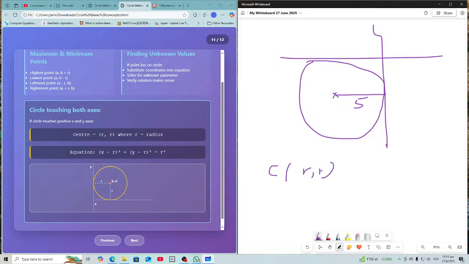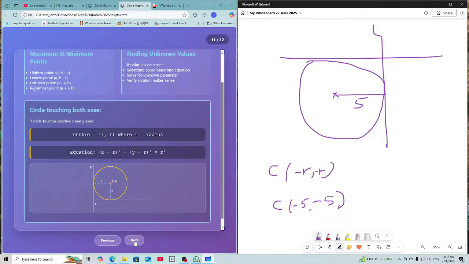Now we discuss, ask yourself who is actually negative over here. Both of them are negative, you notice. So it's going to be negative R, negative R. So for instance, the center will obviously be -5, -5. Okay, it must trigger in you. So for instance, they say that this circle touches both axes, radius is 5, so center by default is R, R. Okay, that's how we do that.